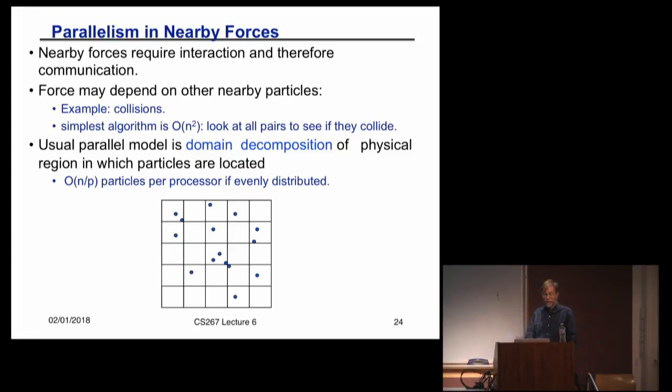So the question is, if this is the assignment of particles to processors, how do I take a time step? How do I compute a force? Because somebody might, like this particle, might collide with that neighbor there who's owned by somebody else. So that's what I have to watch out for. This guy is so far away from the border, I don't have to worry about that.